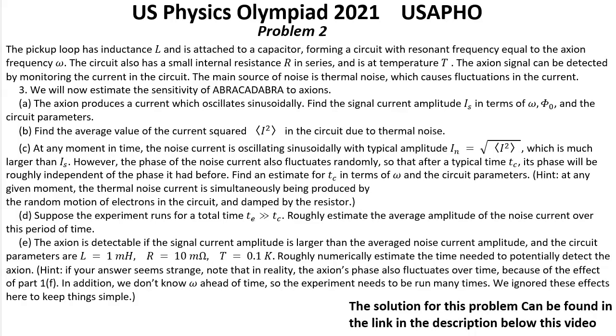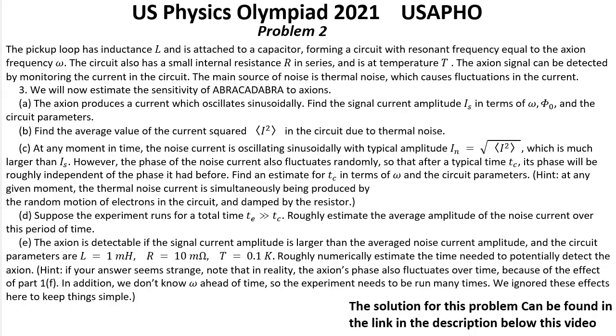However, the phase of the noise current also fluctuates randomly, so that after a typical time Tc, its phase will be roughly independent of the phase it had before. Find an estimate for Tc in terms of omega and the circuit parameters. Hint: at any given moment, the thermal noise current is simultaneously being produced by the random motion of electrons in the circuit and damped by the resistor.